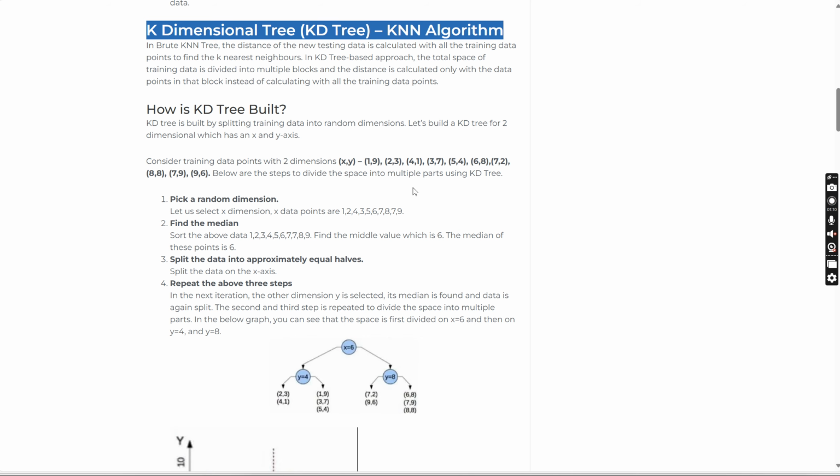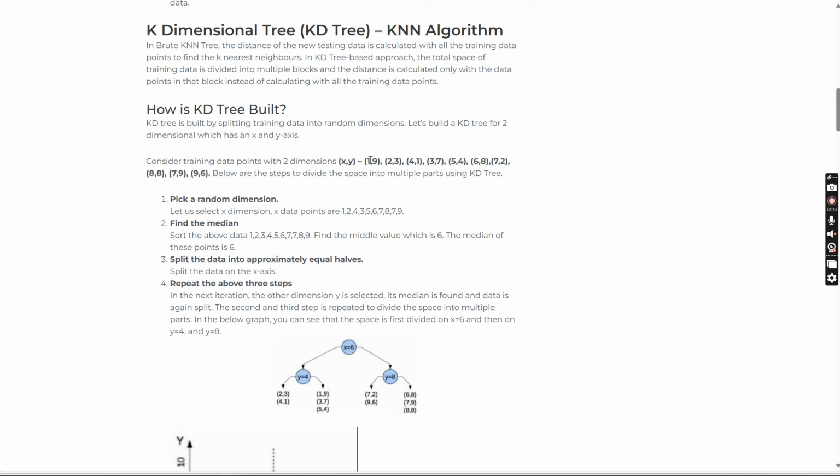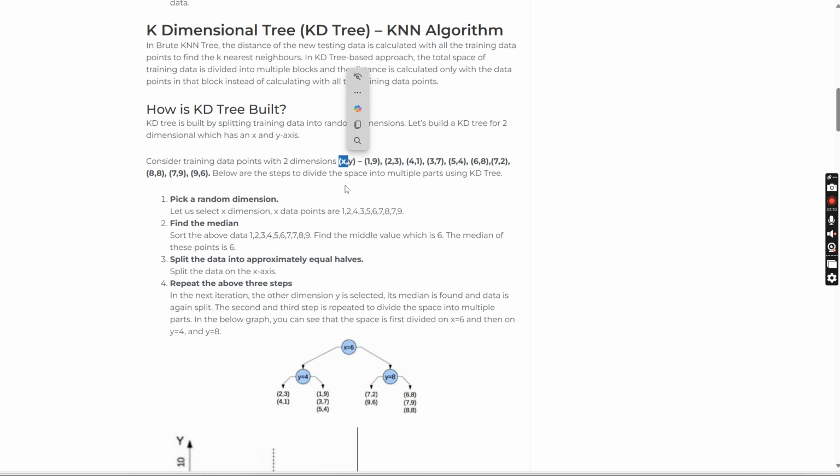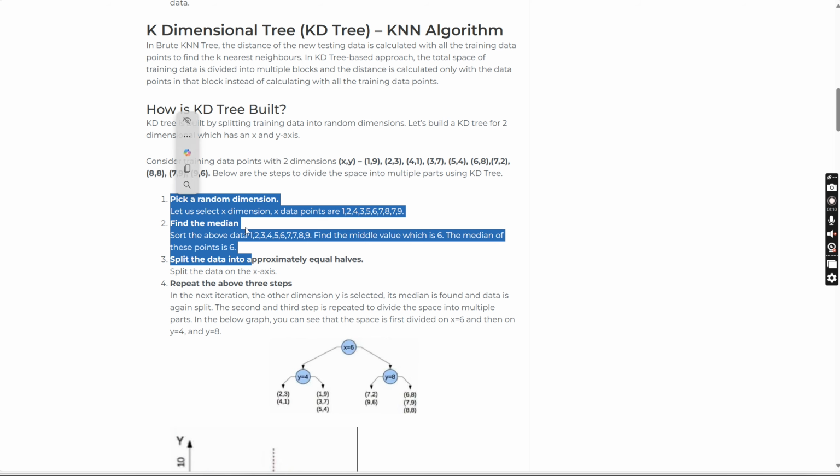What KD tree does is, basically in all your training examples, it will look at all your x values, 1 2 4 3 5 6 7, as you could see, 8 7 9. It will choose those values, it will sort those values, it will find the middle value of those points. Okay, it will find the median. Either it will choose x values or it will choose y values. It will do it randomly. Random dimension is picked and the values are sorted, and median is obtained.